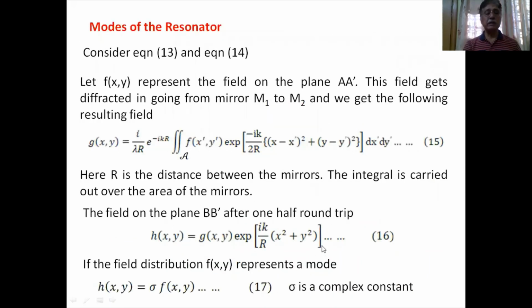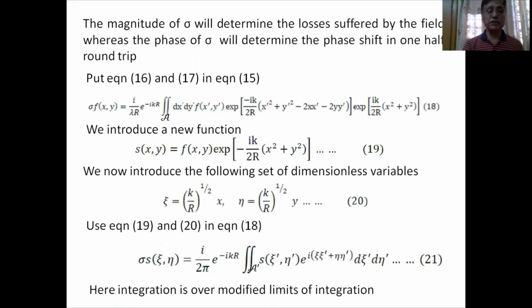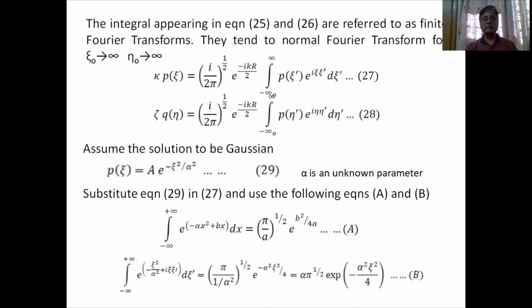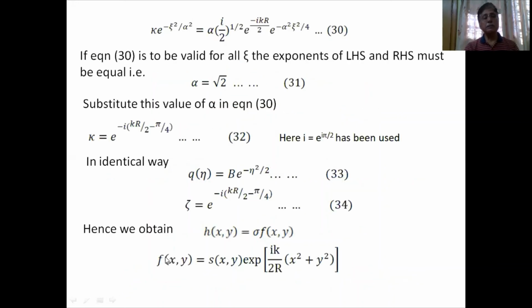From here we had introduced different kinds of functions, converted the variable, then the integral was converted to a normal Fourier transform, with separation of variables, etc. From that we had taken the solution to be Gaussian. After substituting over here and using the standard integral, we got the unknown parameter alpha equal to √2.